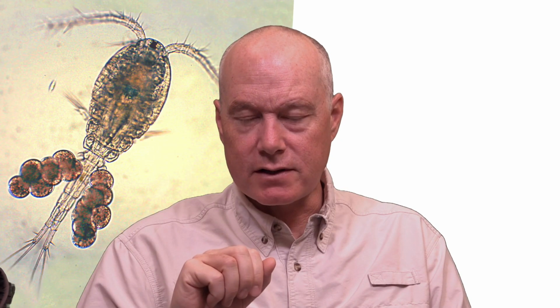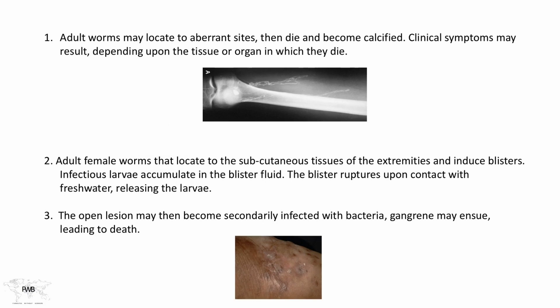A little bit more about the clinical. You can see here in this radiograph that some of the adult worms don't actually follow and succeed in this migration. And when they die, they can become calcified. Now, sometimes there can be scarring depending upon where this occurs, and you can end up with some symptoms related to where the adults might die and where the scarring process might occur. Particularly if you think about being around a joint, for instance.